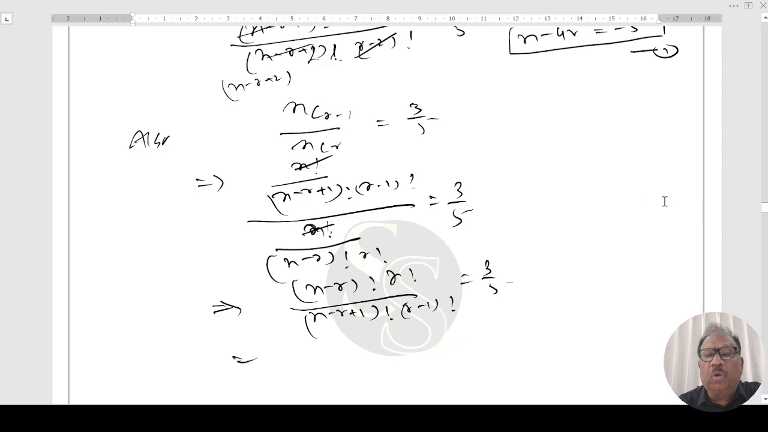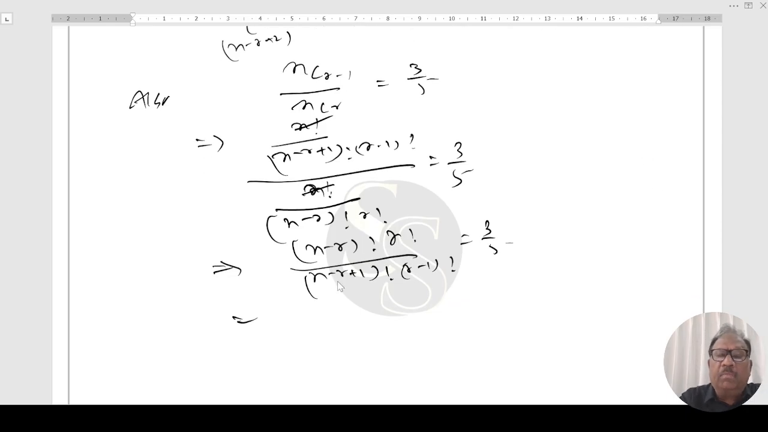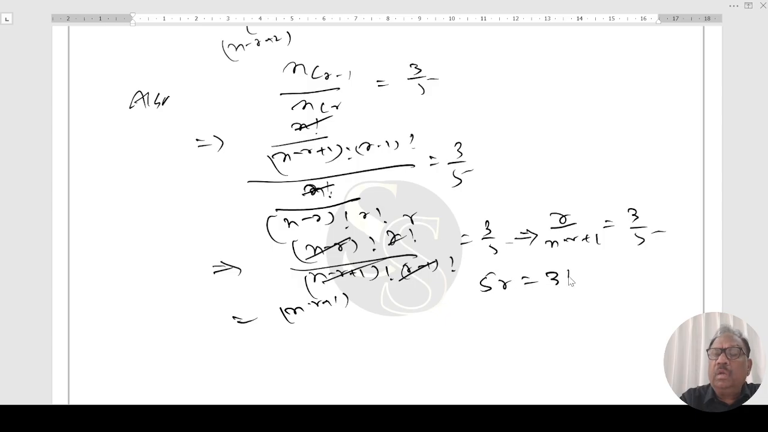Higher factorial is to be reduced into the lower one. Reduce the higher one, this n minus r plus 1 into n minus r, so this will be cancelled out. This will remain, n minus r plus 1. In this case, this r will remain. So this comes out to be r upon n minus r plus 1 equal to 3/5. 5r equal to 3n minus 3r plus 3. So this comes out to be 3n minus 8r equal to minus 3.